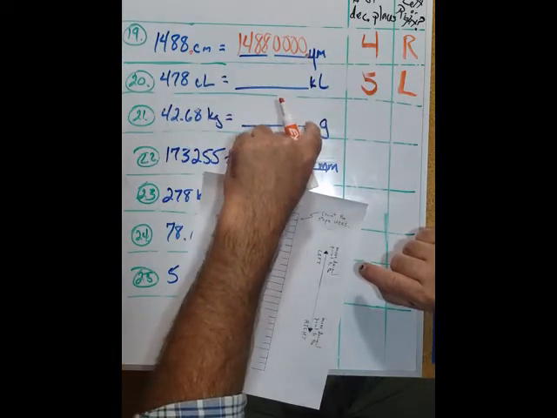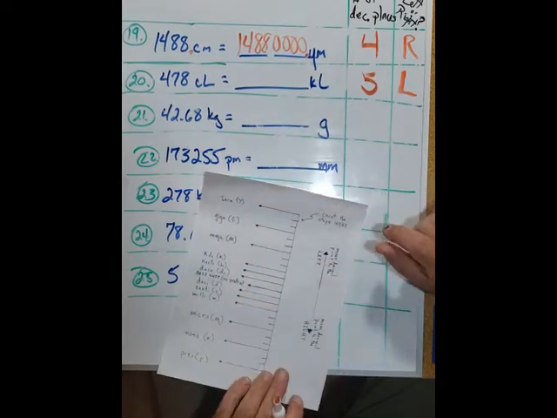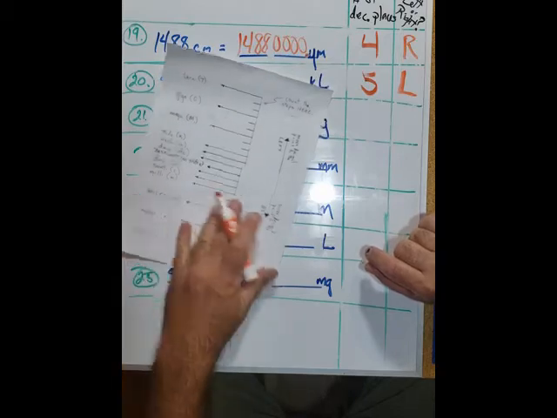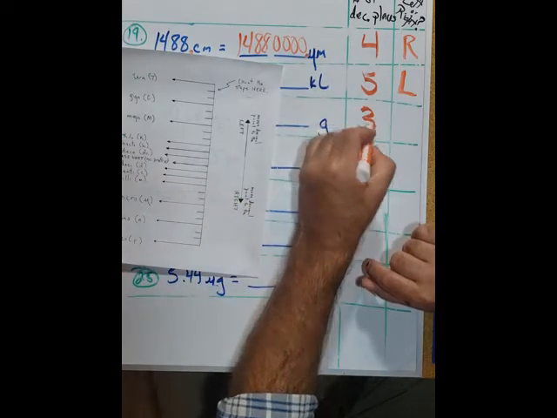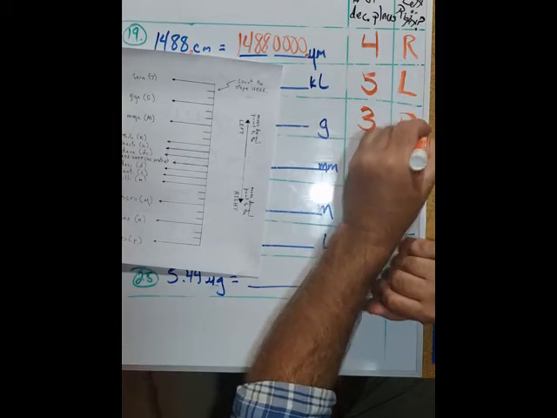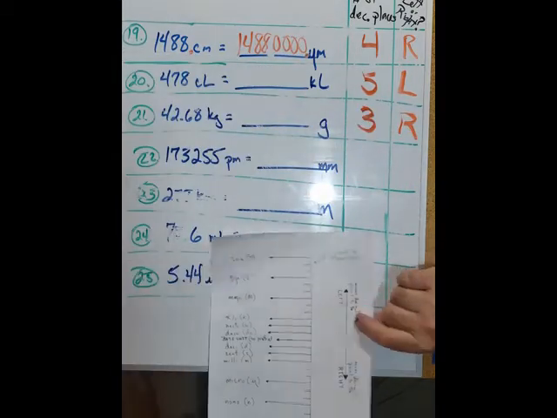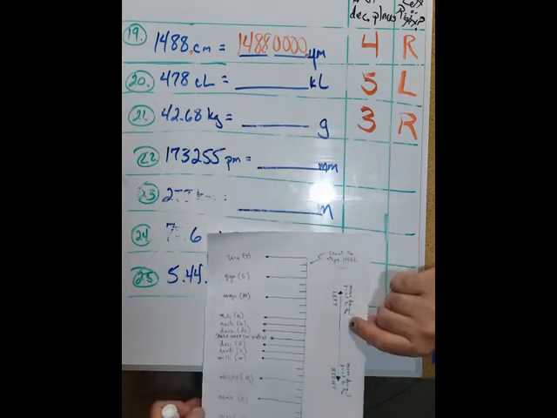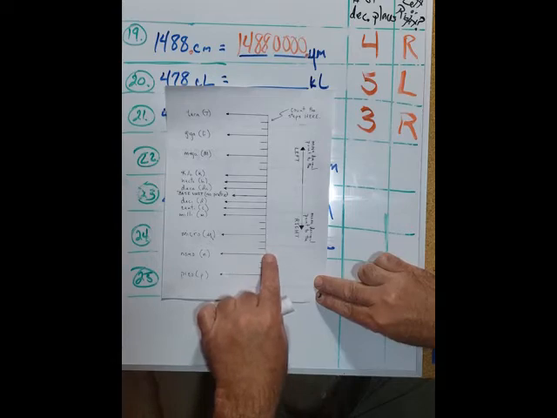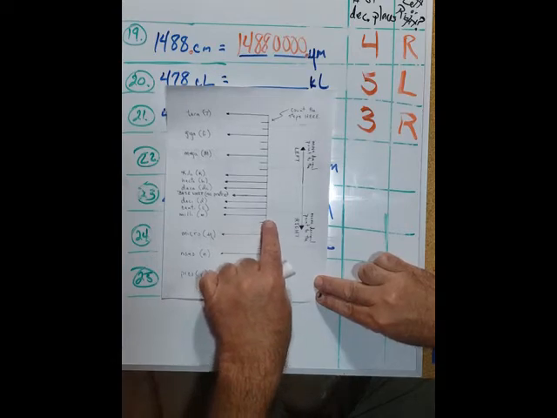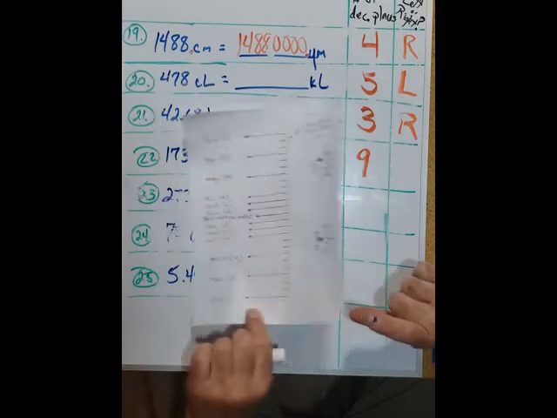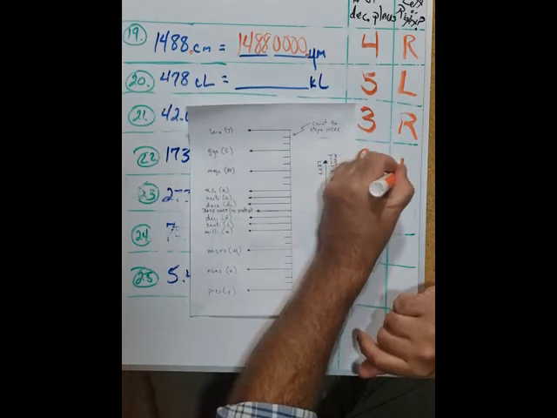Kilograms to just grams. No prefix here. That's called a base unit. So it's kilo to base unit. That's 3 jumps. And we're going down, so it's going to be to the right. Picometers to millimeters. Pico to milli. That's 1, 2, 3, 4, 5, 6, 7, 8, 9. 9 places. Now we're going up the chart, so that's going to be to the left.